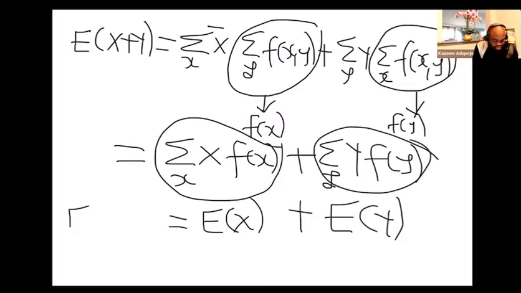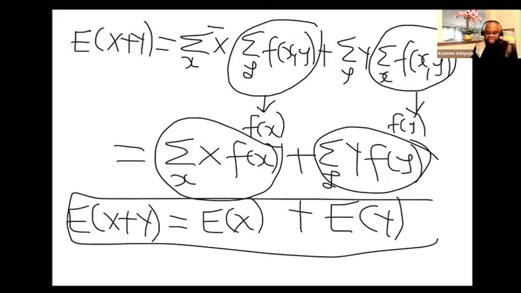What have we just done now? We've just proved that. That is the proof. That is the end of the proof. We have been able to prove now that the expectation of the sum of random variables x and y equals the sum of the expectation of x and the expectation of y. That is the way to go about that. Is there any question on this before I move on?